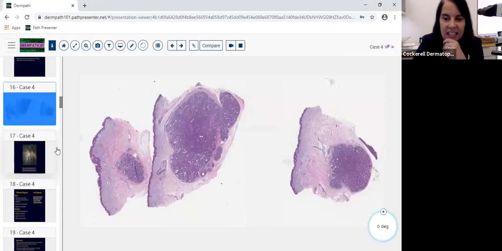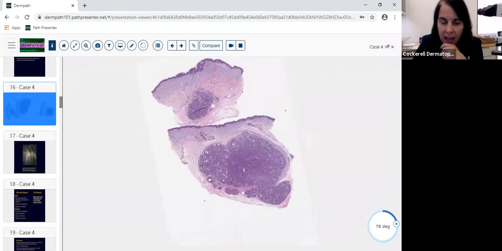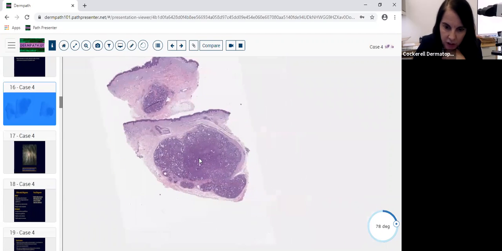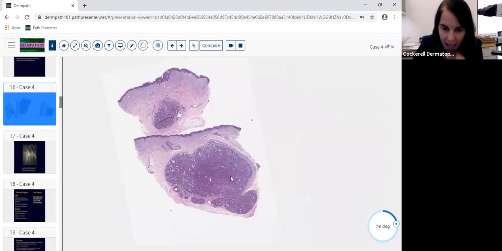The next case that we had is very interesting and quite unusual and rare. We have a punch biopsy here, and as we notice, this expansile lesion is not connected to the epidermis in these sections. It has very much of a nodular pattern.